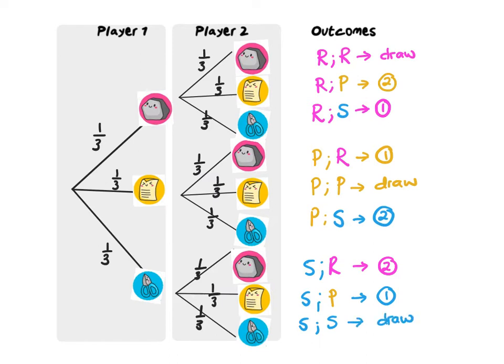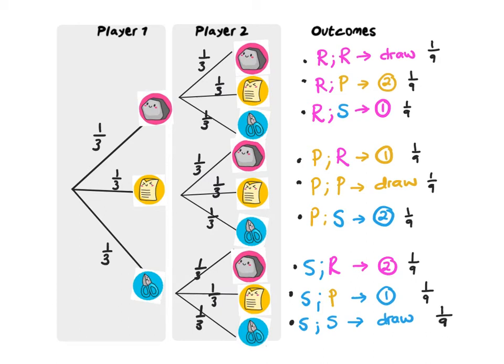Now, hopefully you see that there are 9 outcomes in total. So each of these outcomes would be a 1 in 9 chance. So it's always a good idea to fill this in on your tree diagram so that when you are asked questions about the tree, you can answer these questions.